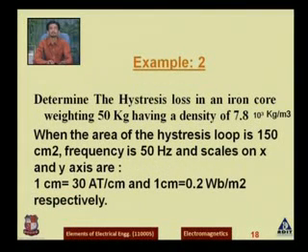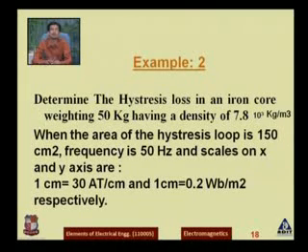Okay, we'll take another example. Here also you have to find out the hysteresis losses in an iron core weighing 50 kilogram, having a density of 7.8 into 10 raised to 3 kilogram per meter cube, when the area of the hysteresis loop is 150 centimeter square and the frequency is 50 hertz, and the scales on the x and y axes are 1 centimeter is equal to 30 ampere turn per centimeter, and 1 centimeter is equal to 0.2 Weber per meter square respectively.